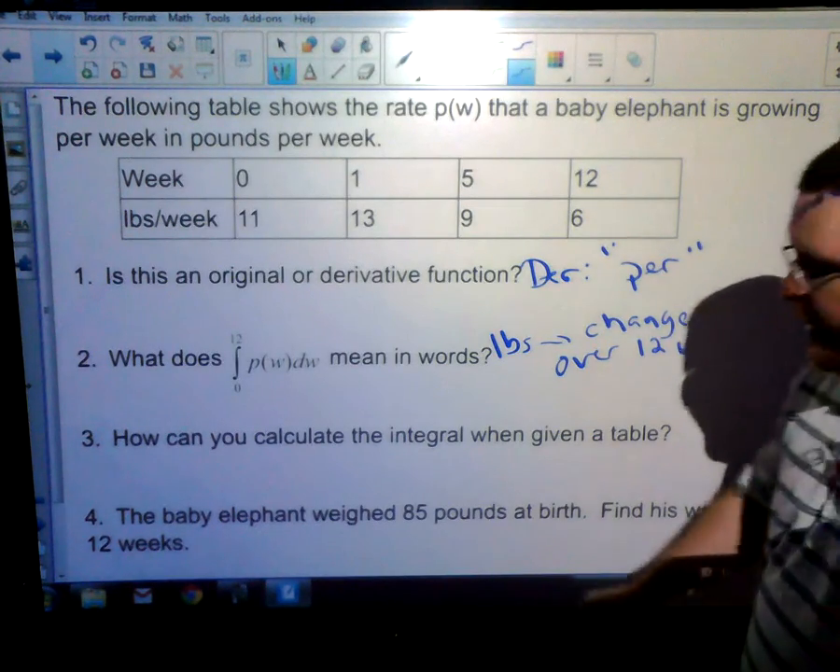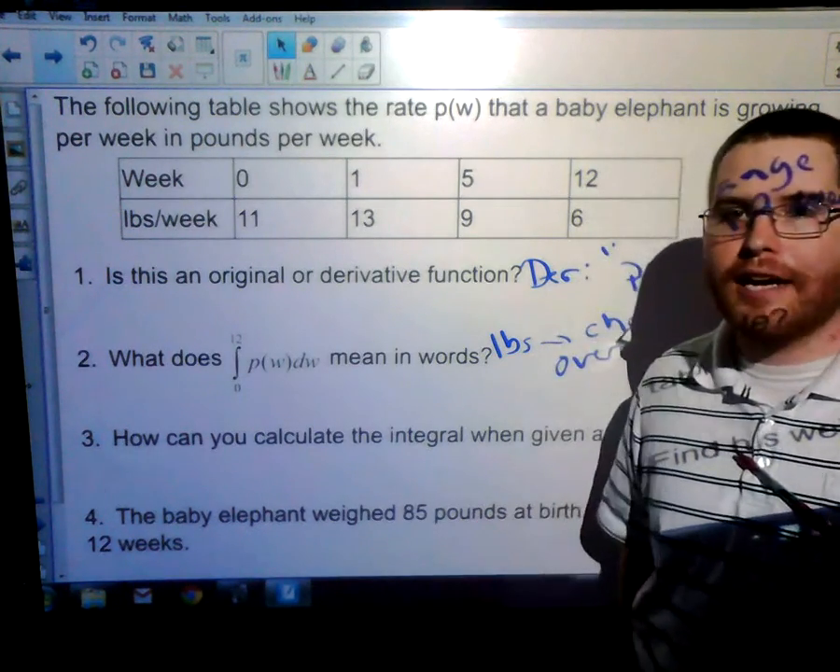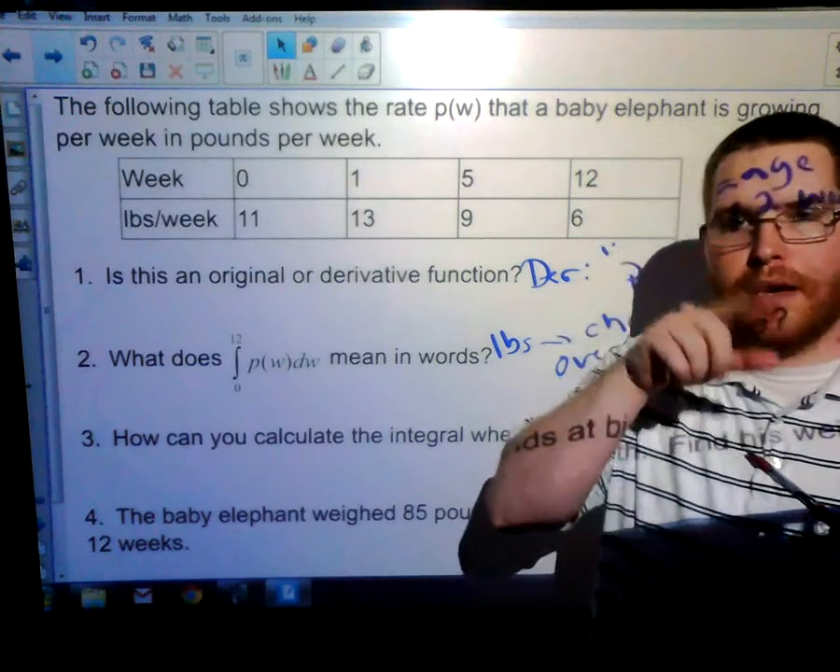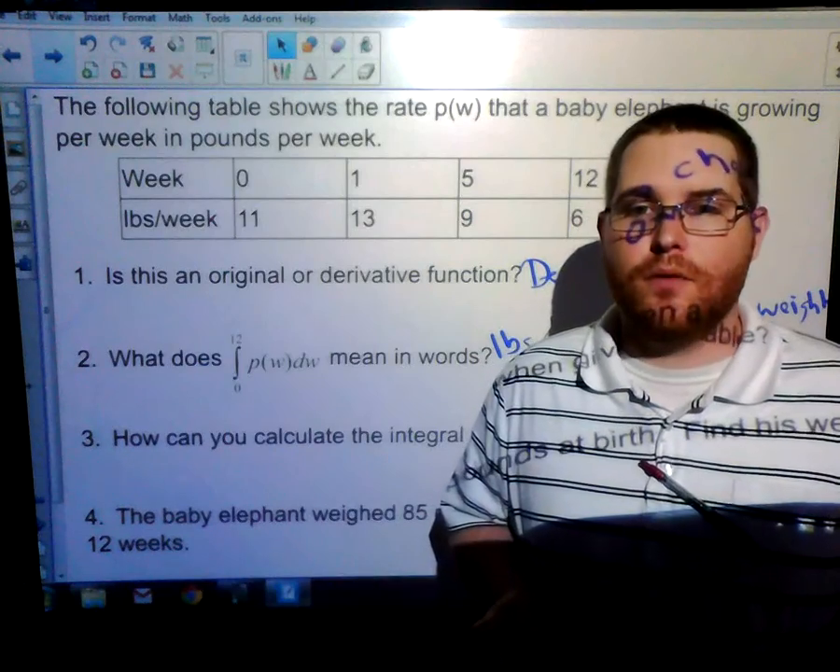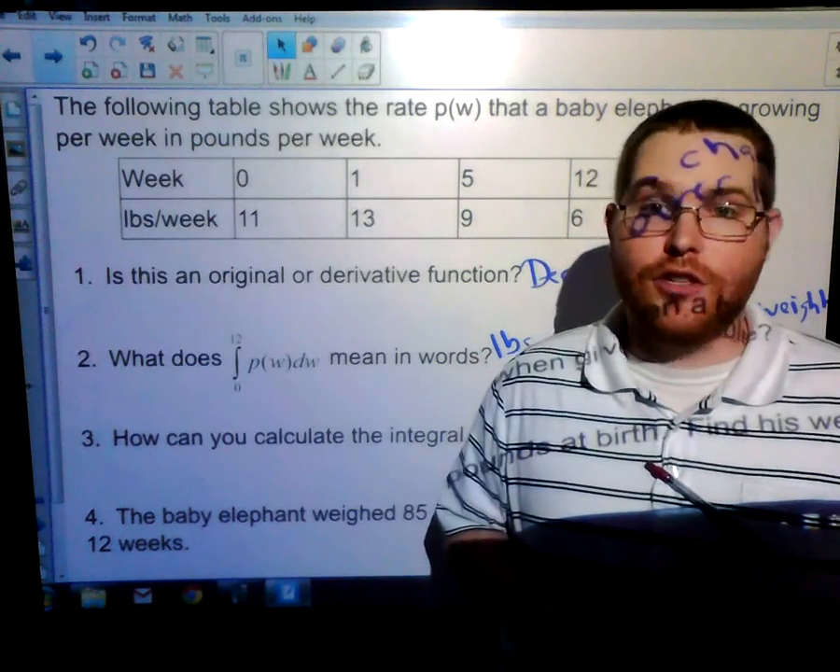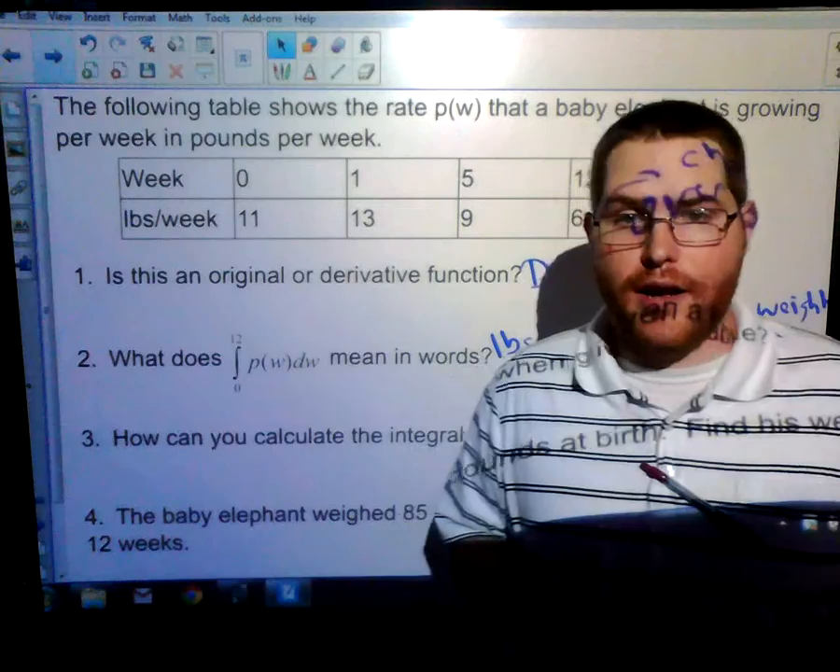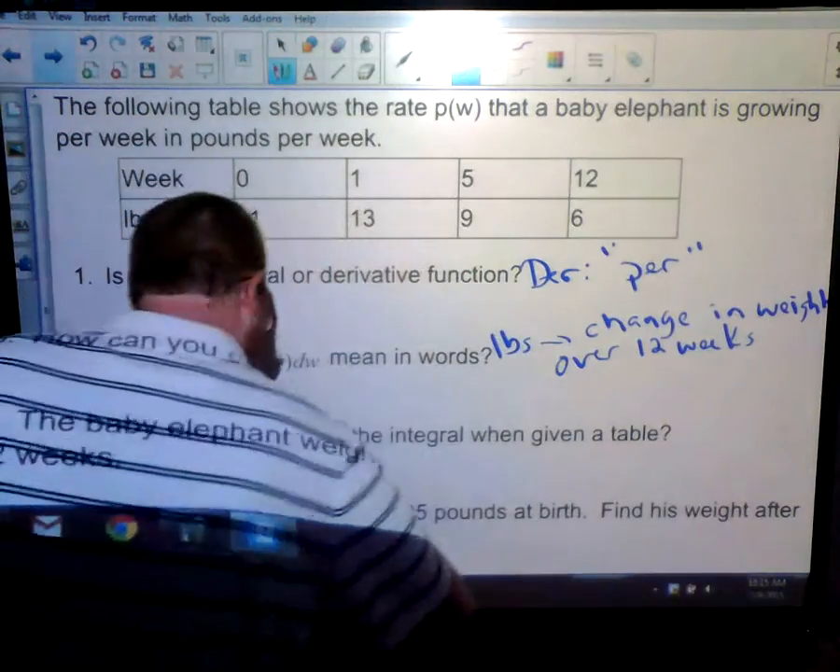How do you calculate the integral when it's a table? I can't do an antiderivative. I can't raise it to a power and flip it and put it in front. So how do I estimate an integral on a table? There's two ways. You can do LRAM or you can do RRAM. So we're going to do RAM of some type.